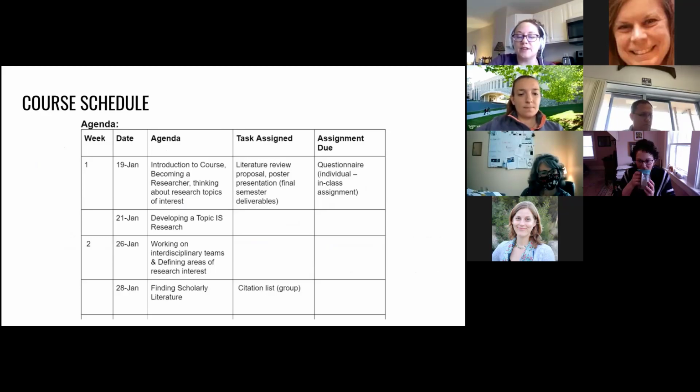So hopefully students will, again, start seeing that this course does take that natural cycle of research for them. So we start with things like becoming a researcher. What is research? What is undergraduate research? What does it mean to start thinking about and seeing yourself as someone who has the potential to be a researcher? Through developing a topic, working on teams, you can see that we move to finding scholarly literature. So it really does take that natural cycle in the class.